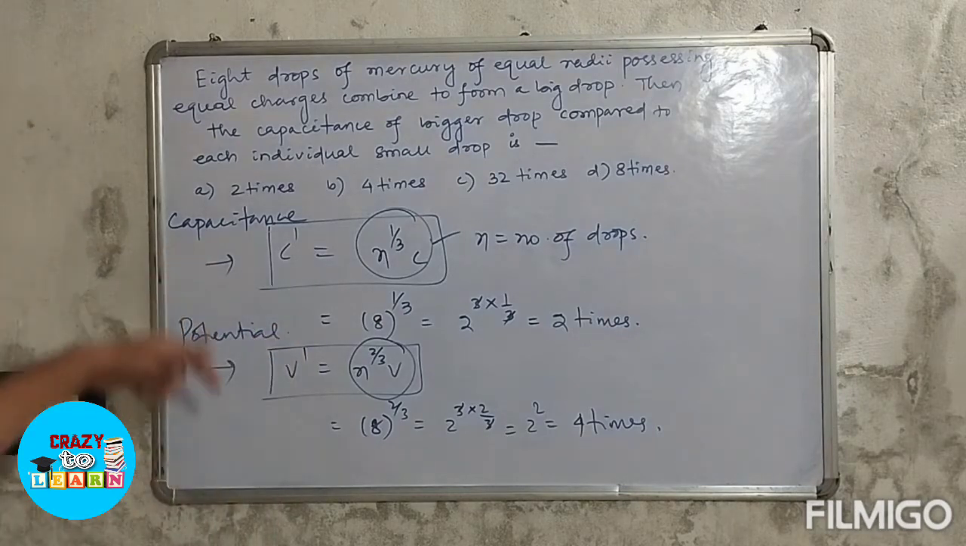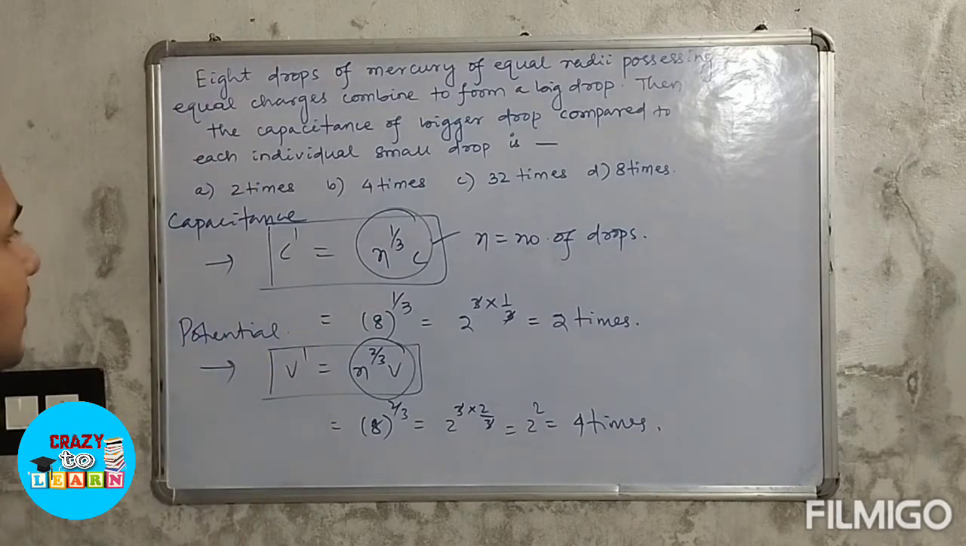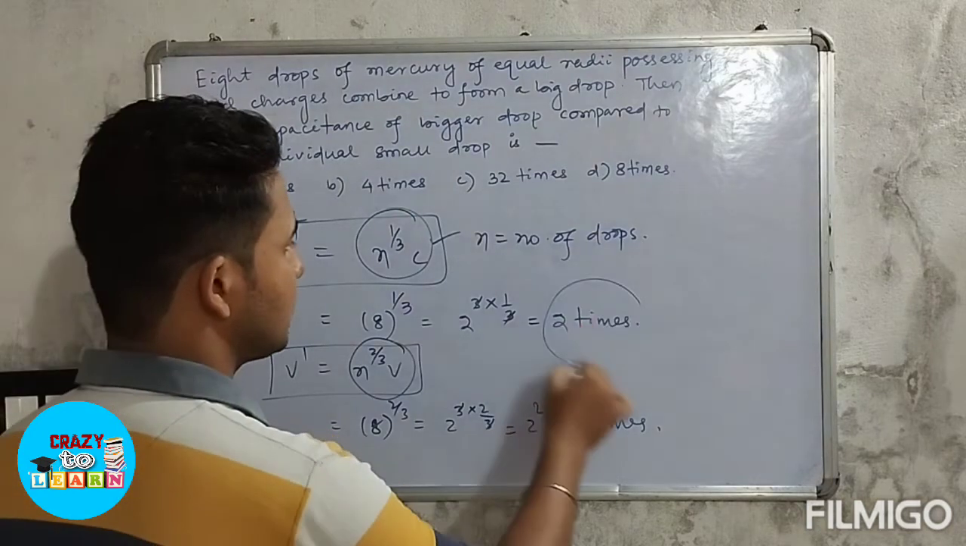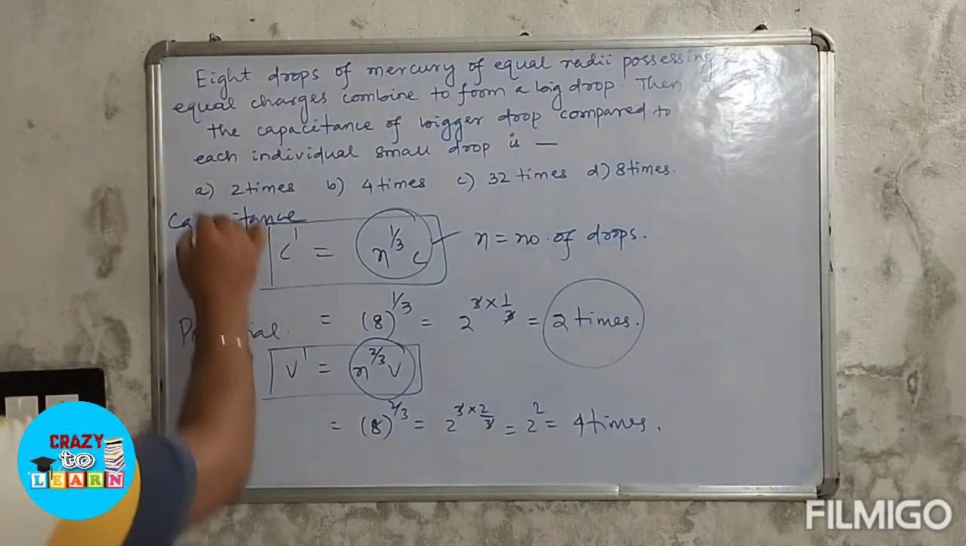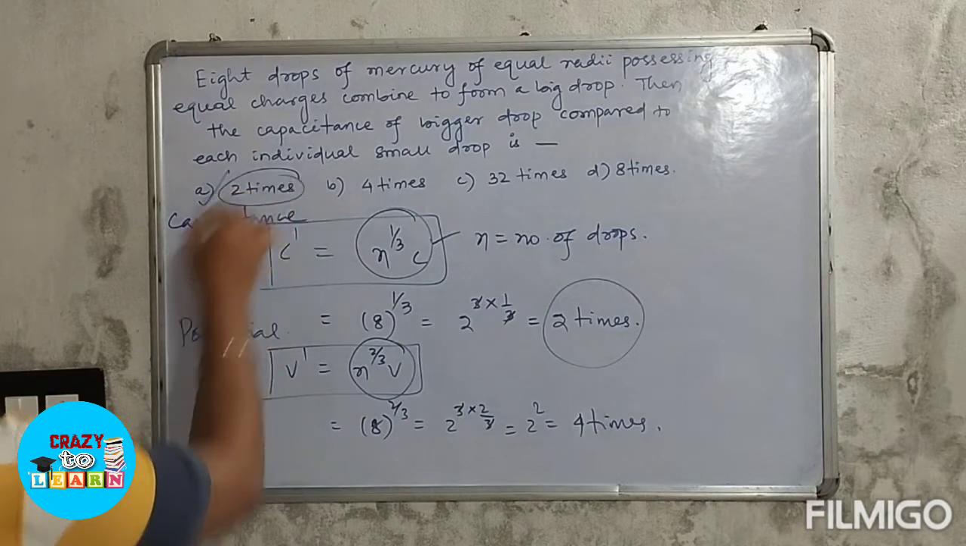Okay, don't confuse the two cases. As it is asked here for the capacitance of the bigger drop compared to the individual smaller drop, it is 2 times. So the answer is option A, which is 2 times.